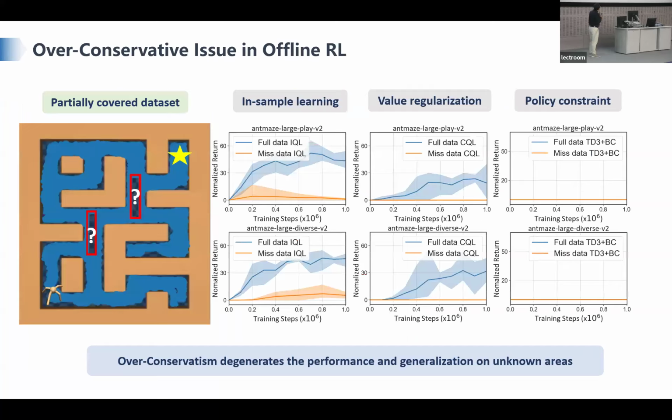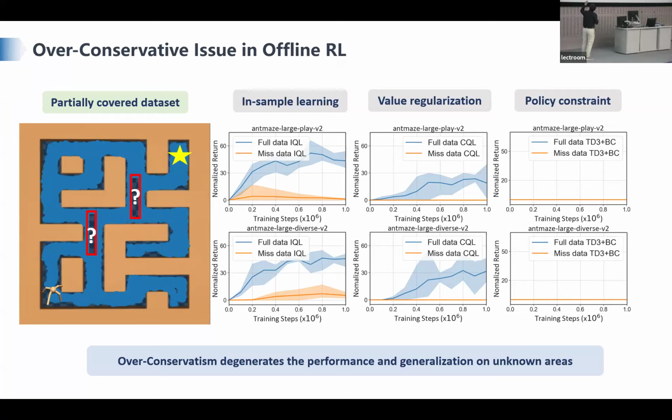So this is a very intuitive example showing the over-conservatism and the loss of generalization of offline RL. For example, this is a very simple maze task. The blue part is the data.